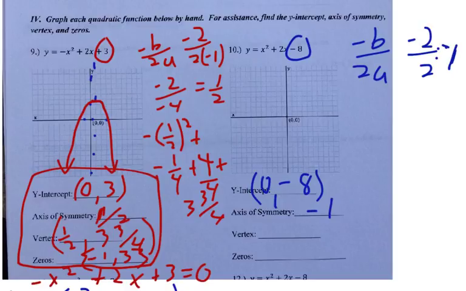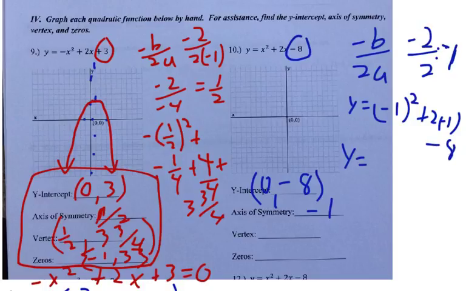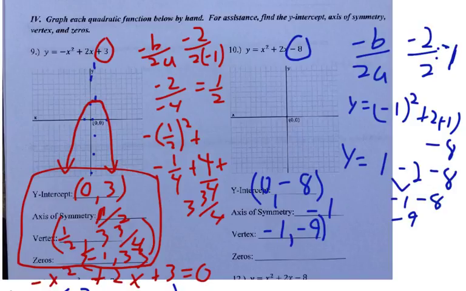So I put negative 1 here. Vertex, I plug that back in for my x. So it would be y equals negative 1 in parentheses squared plus 2 times negative 1 minus 8. So do order of operations. We get y equals a negative times a negative is a positive, 2 times negative 1 is negative 2 minus 8. 1 minus negative 2 is negative 1. Negative 1 minus 8 is negative 9. So that's my y value. My x value is negative 1 for my axis of symmetry, so that becomes negative 1, negative 9.